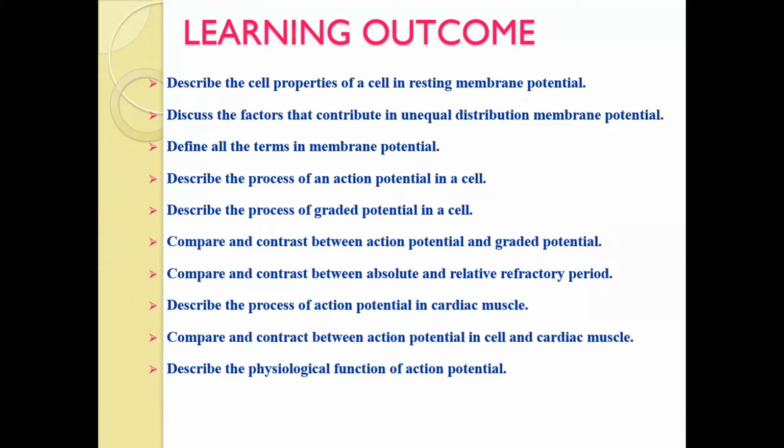In action potential, you have absolute and relative refractory period, so you need to know how to distinguish between these two. Then describe the action potential in cardiac muscle, cardiomyocytes. Compare and contrast the action potential in neuron and in cardiomyocytes. And what are the physiological functions of action potential? For example, in order for you to understand my lecture, the action potential is going on. You need the action potential so that the information will be transmitted to your brain and for you to understand.